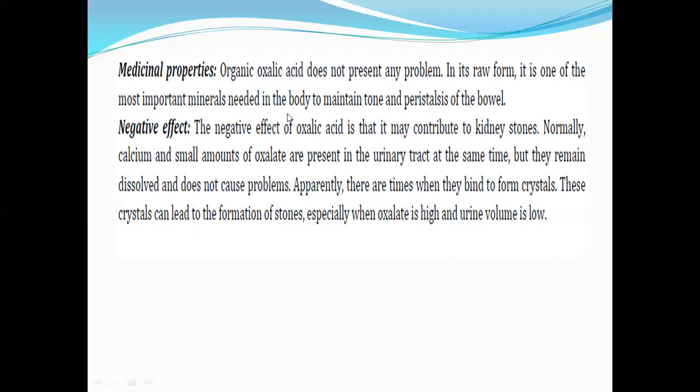So there are some negative effects of the oxalic acid molecule. It may contribute to kidney stones because it is going to form a complex with the calcium molecule, so there is formation of calcium oxalate, and this calcium oxalate molecule is going to deposit in the ureters to form kidney stones. Normally, calcium and a small amount of oxalate ions form crystals, and those crystals deposit in the ureters. That's why this is one of the negative disadvantages of the oxalic acid molecule in our body.